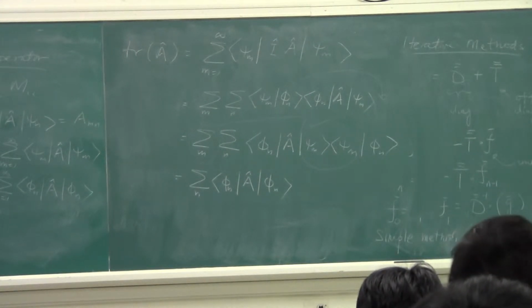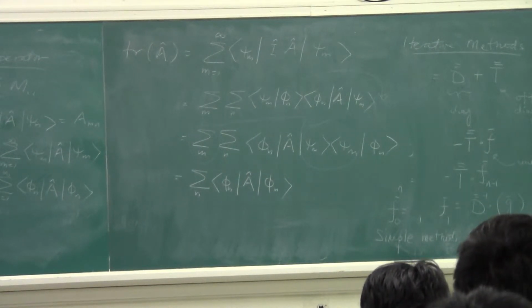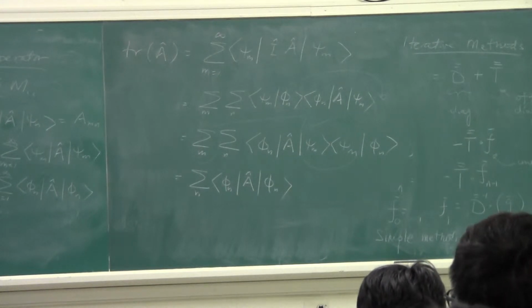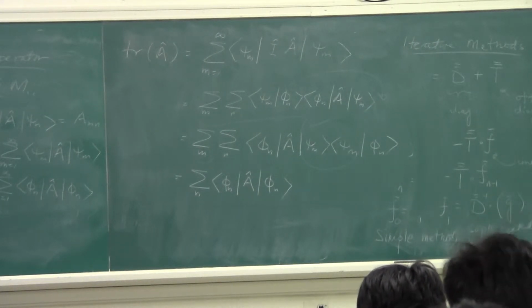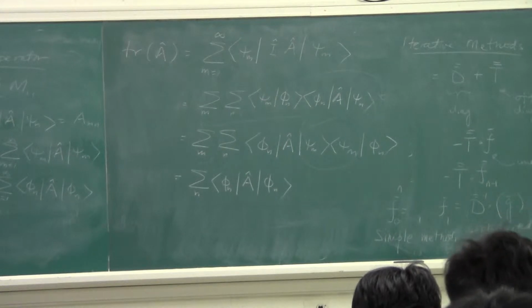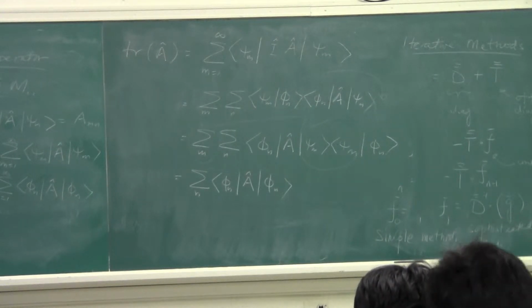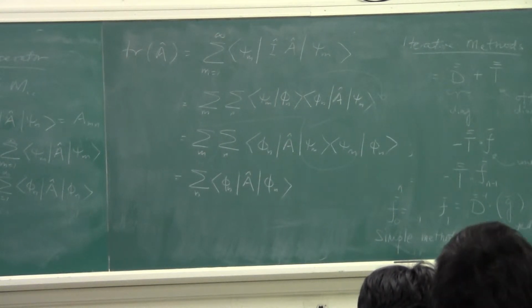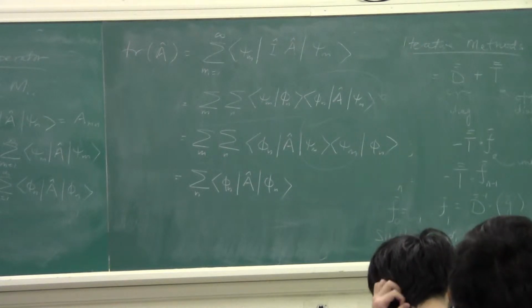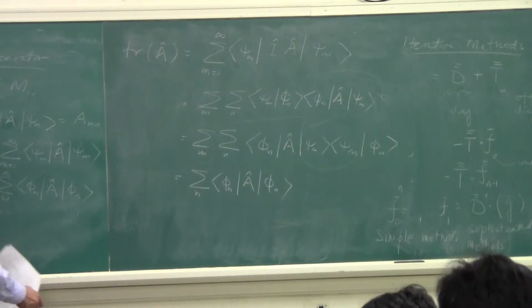Okay. So oftentimes we just write a trace in this manner without specifying the basis that we choose to calculate it. It doesn't matter, you can choose any complete and orthonormal basis, then you can find this trace. It should be the same.